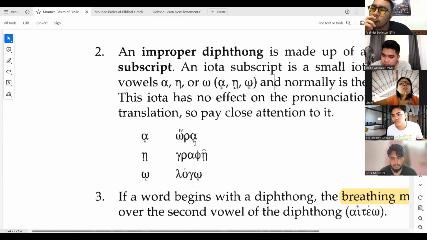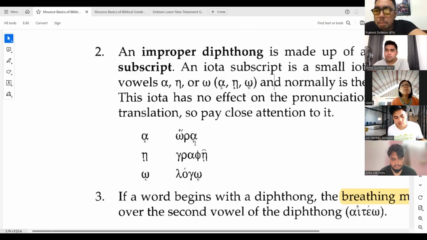So what is the iota subscript? It helps to identify cases, or different forms. So when you see an iota subscript, likely it is a dative form. You will get to that. You can look ahead in your book to read what a dative is. So this is a good thing because it differentiates the forms.